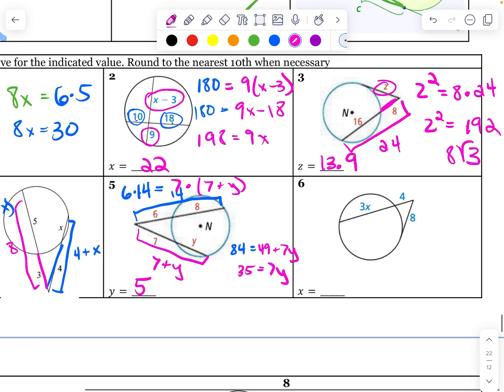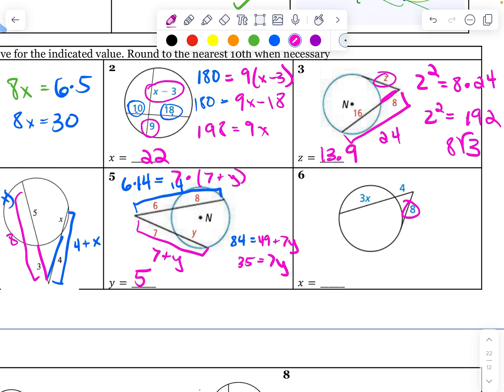And then I have a tangent, so it's going to be 8 squared equals 4 times, this whole thing is going to be 4 plus 3x. So 4 plus 3x. 64 equals 16 plus 12x. 64 minus 16, 48 equals 12x. X equals 4.